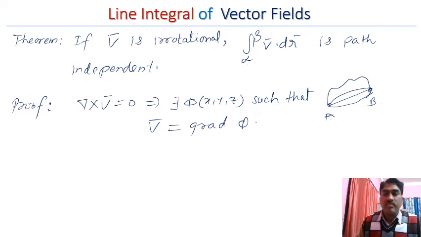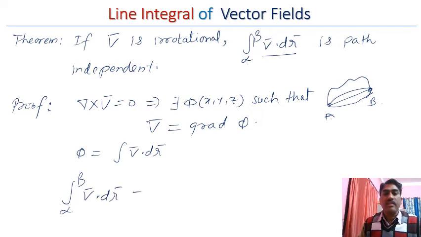And when we calculate grad phi in the vector differential operator, we can remind ourselves that phi is calculated as the integral of V dot dr. So you can see the same integral is here. So when you are taking alpha to beta V dot dr, the line integral, it will just become phi from alpha to beta.